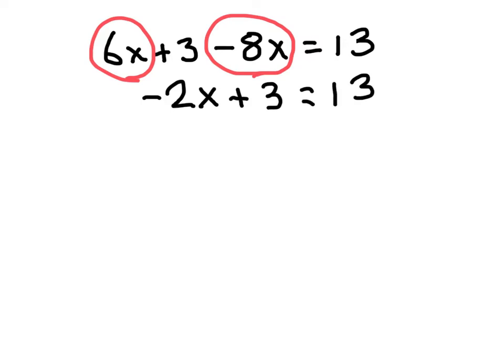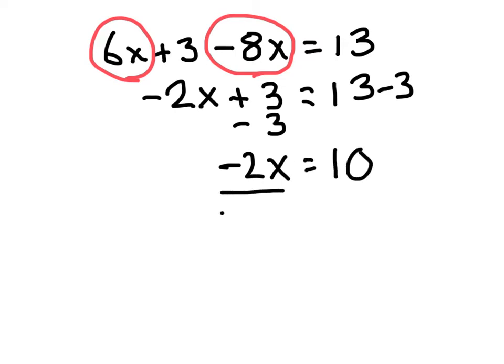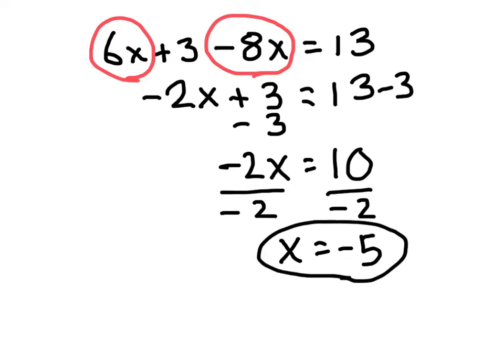All right, next I'm going to undo adding 3 by subtracting. That leaves negative 2x on the left, 10 on the right. Now divide both sides by negative 2. x is equal to negative 5. That's the value of the variable that makes the equation true.